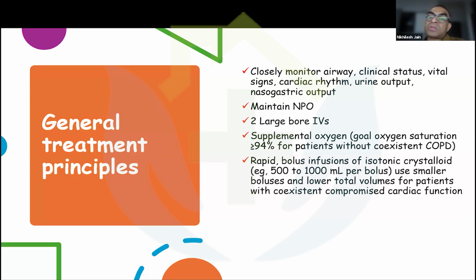You can give rapid bolus infusions of isotonic crystalloid, 500 to 1000 mils per bolus. Use smaller boluses and lower total volumes for those patients who have got a coexistent compromised cardiac function.